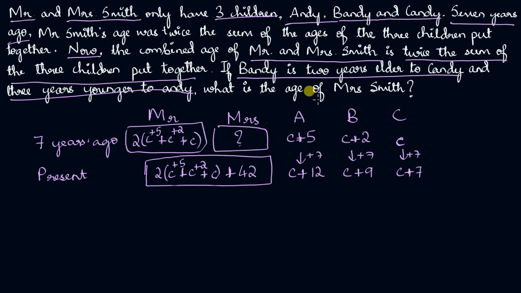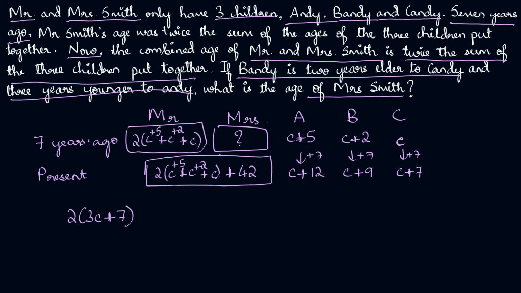So now we need to find the age of Mrs. Smith, the present age of Mrs. Smith. Which is a part of this age. So let's see how we can do it. Now we have an expression of 7 years ago, which is 2 times C plus 5 plus C plus 2 plus C, right? There. Okay, let us put that down. Let's say C plus 5 plus C plus 2 plus C. It's a little confusing, but that is 3C over there and a 7. All right.